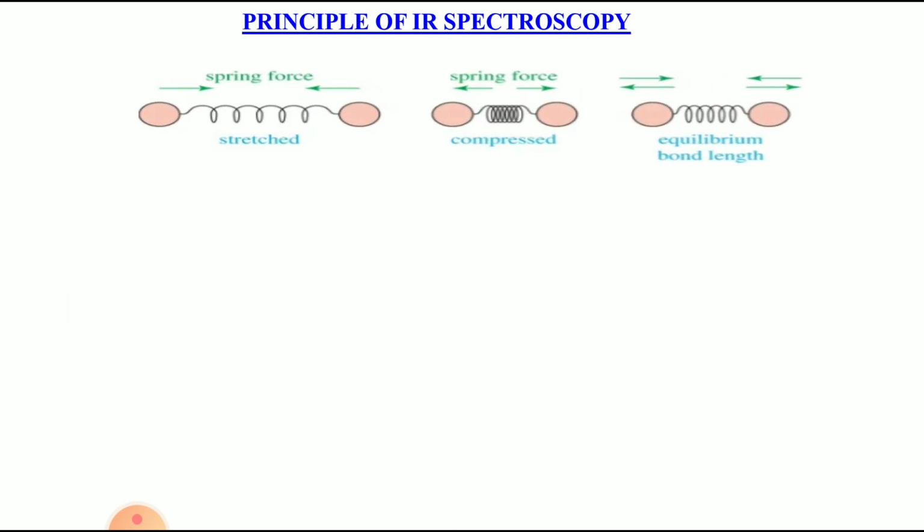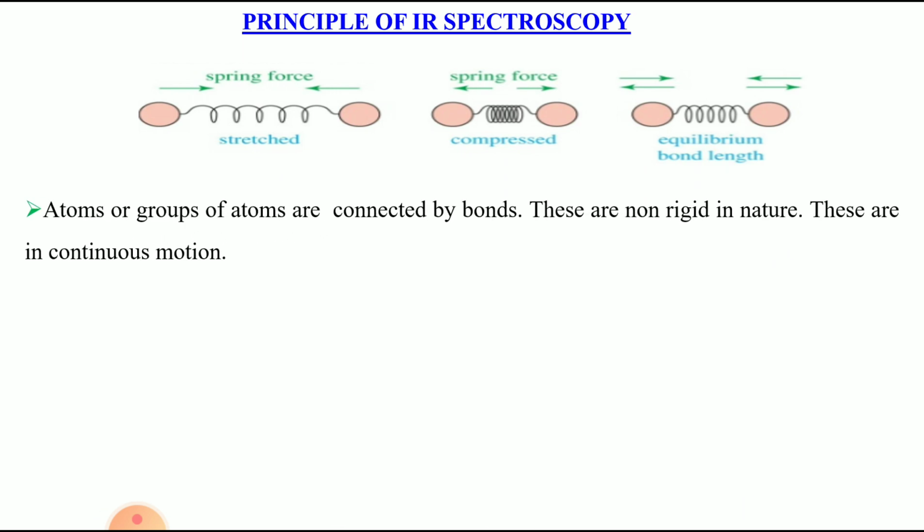Next, the principle involved in IR spectroscopy. Here the diagram represents two atoms connected with one bond. Ideally, we expect the bond to be rigid in nature, which we represent with a solid line. But in reality, atoms are connected with a bond that has some spring-like motion with some vibration, so they have some vibrational energy. The energy presented by the molecule's bond is called the natural vibrational frequency. The atoms or groups of atoms connected by bonds are non-rigid in nature. They are in continuous motion, with some vibrational motion.